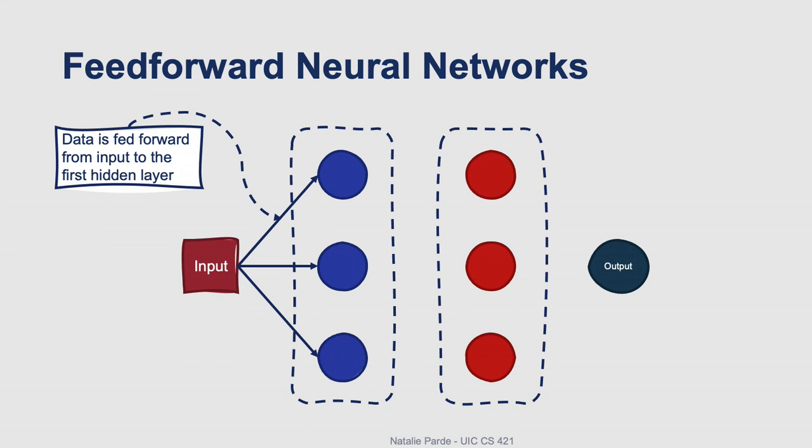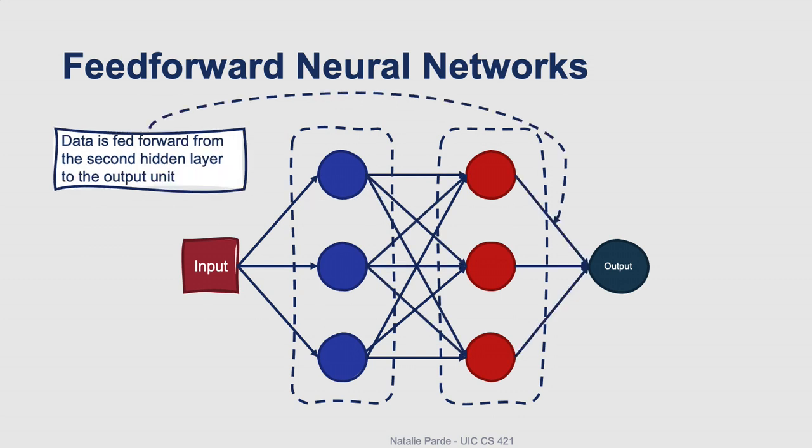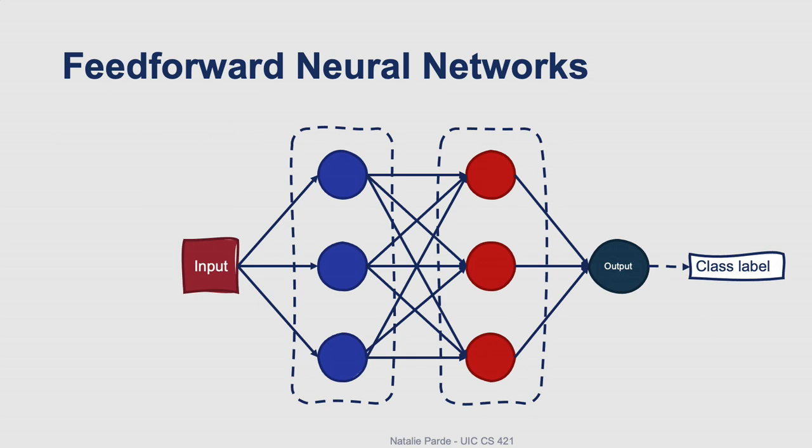We'll start connecting these layers to one another now. So we'll feed the input, and this is the entire input vector, so really it could be 300 different values being passed by each of these lines to each unit in the first hidden layer. Now we'll feed the output from each unit in the first hidden layer to each unit in the second hidden layer. And we'll feed the output from each unit in the second hidden layer to the unit in the output layer, at which point we'll be able to predict a class label.